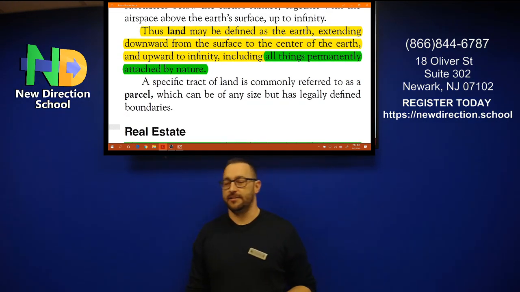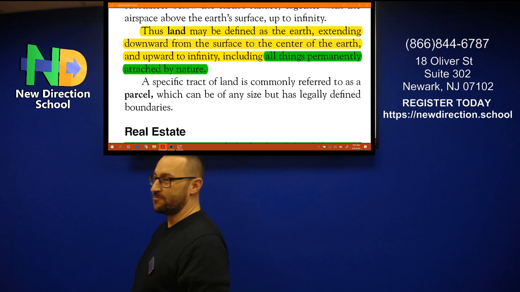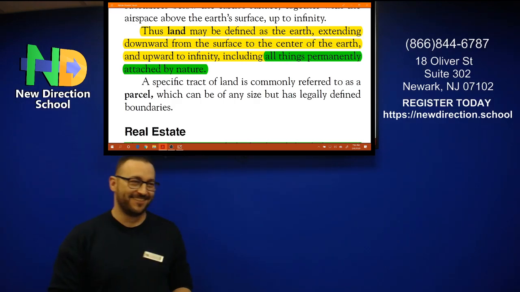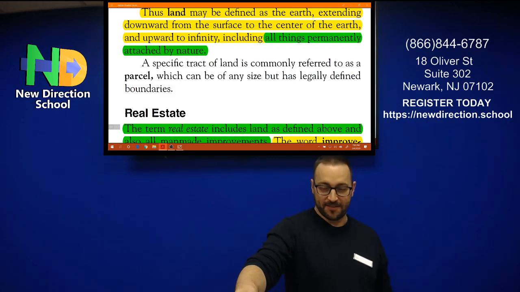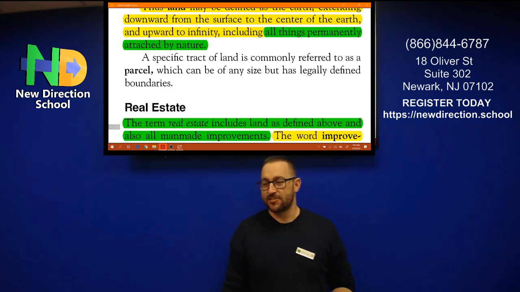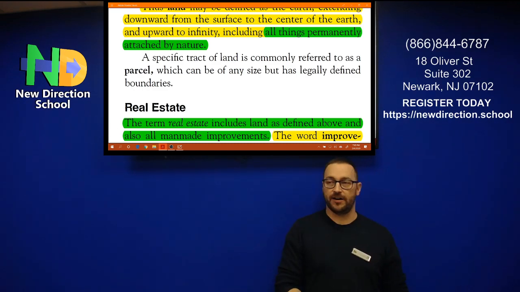Now, real estate. Real estate is different than land. That's a good one. Wait until we get to water rights. Ooh, you cannot drink until you pay neither. That's it. So the term real estate includes land, as we just defined, so raw land. But look what it says next.